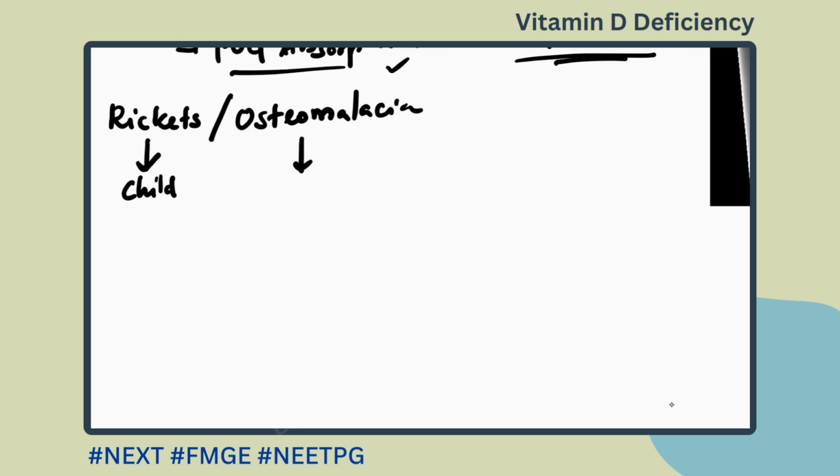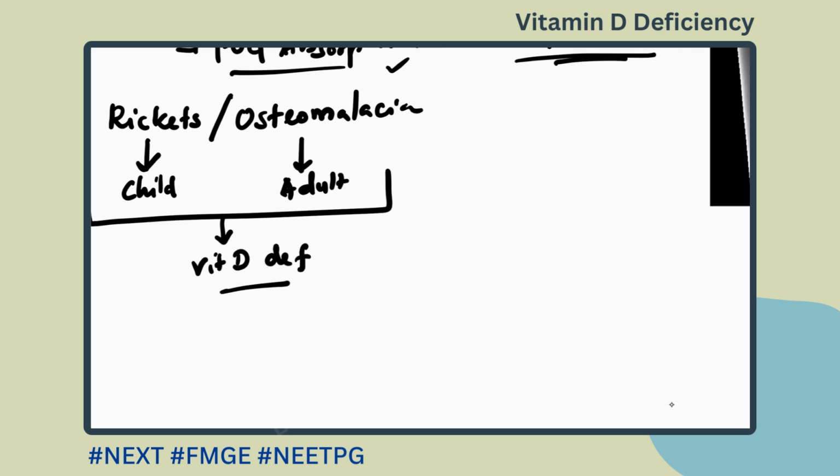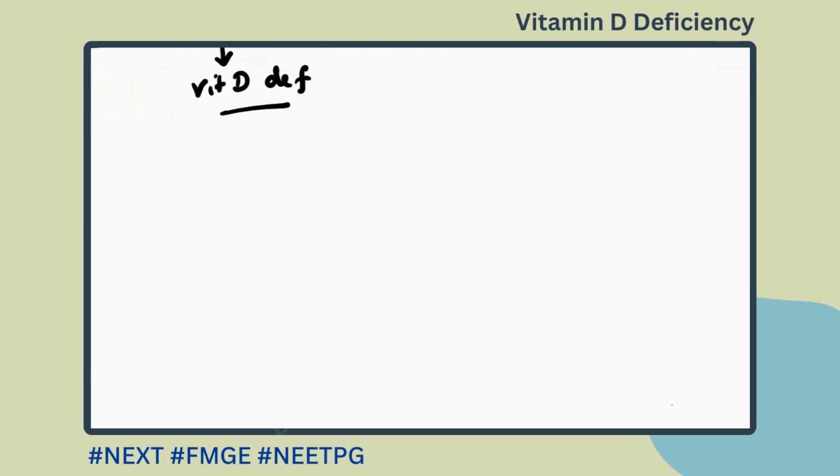So there is an entity called rickets, and there is another entity called osteomalacia. Both are the same, but the age group in which they happen is different. Rickets occurs in children and osteomalacia occurs in adults. Both are because of vitamin D deficiency. Only the age group in which they occur makes the name different.